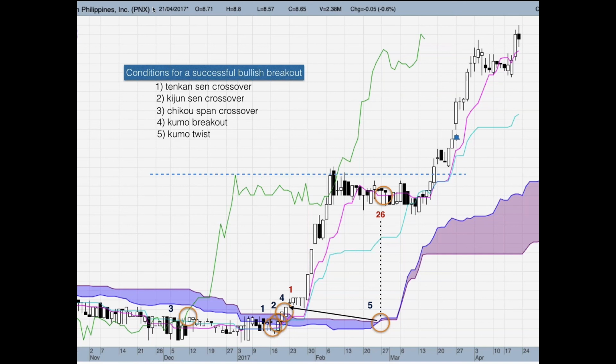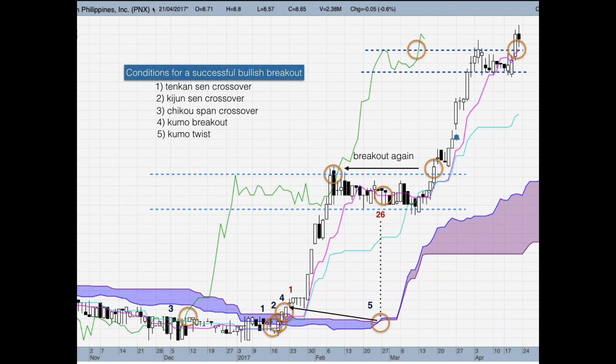Now, PNX was stuck in a range for a few months from February to March, and then it broke out along with the Chikou Span. Now it formed another trading range and made another breakout just recently. So PNX has a very bullish price action because it had been breaking its recent highs and it's currently trending above its Tenkan-sen line.